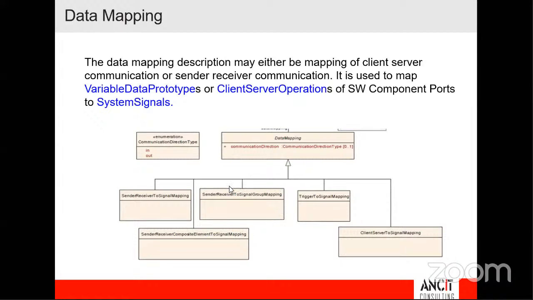You could use signal grouping and trigger to signal mapping if there are any requirements, but we limit our discussion to sender receiver to signal mapping, and if you are using a client server, you will use a client server to signal mapping. So these are the different types of signal mappings or data mappings that are available in the system template. All right.